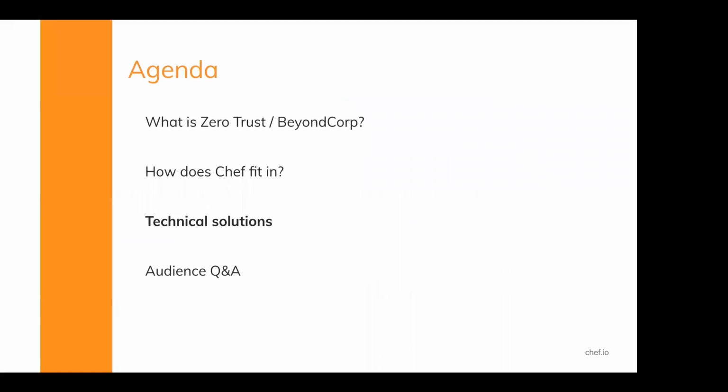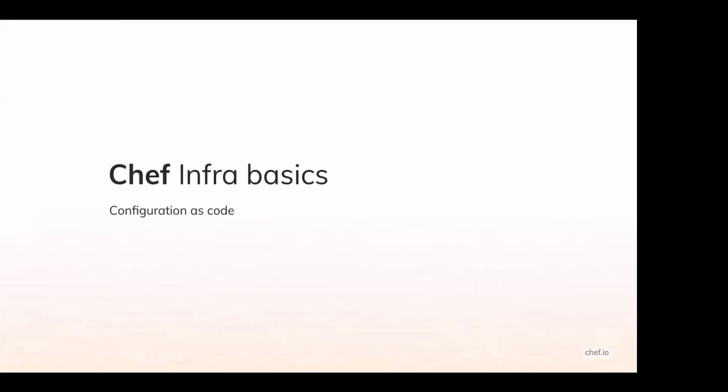Okay, moving on, and I think we're making pretty good time here. This is going to be a dive into some technical solutions. First of all, I'm going to give some basics of Chef Infra and Chef InSpec, and then we'll get into how people are using Chef and InSpec on their machines to actually do desktop management. Then we'll tie it all back to Zero Trust, because I've got a demo that shows how we use this data in real time.